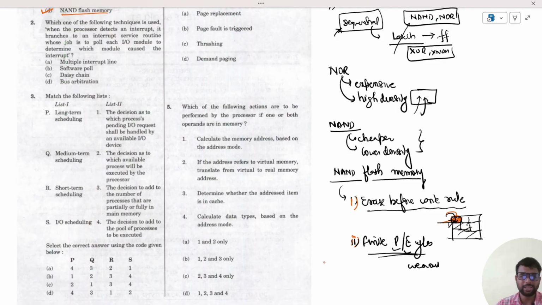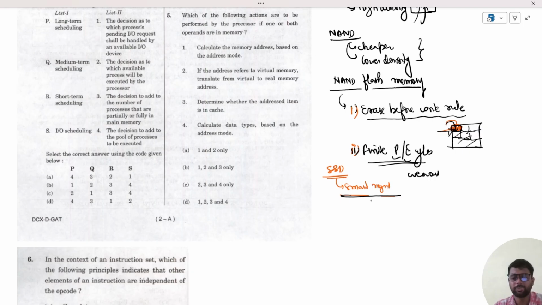So SSD, that is the solid state drive, basically needs smarter management. What is that? The smarter management is done by using two techniques. One is called garbage collection, and another is called wear leveling. What is wear leveling and what is garbage collection?